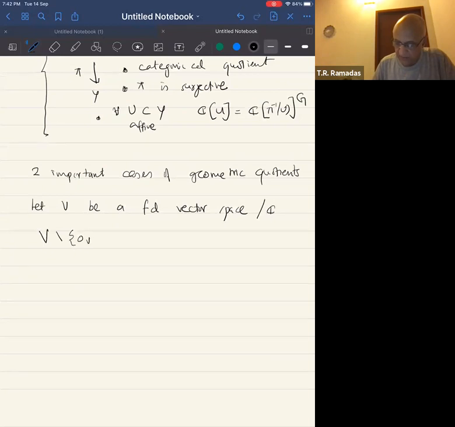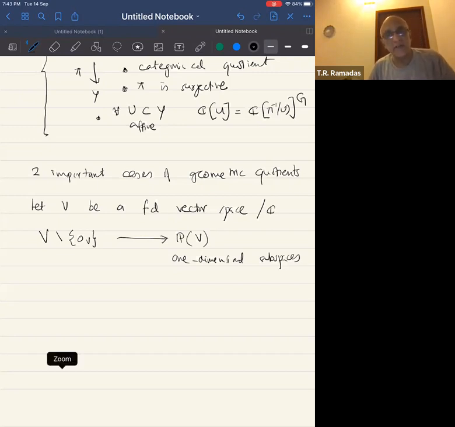Remove the origin of V. Then every non-zero vector defines a unique line, a one-dimensional subspace. So if I look at this set of one-dimensional subspaces, there is a map that associates to every non-zero vector the one-dimensional vector space spanned by it. And this is the well-known projective space associated to a vector space, the set of one-dimensional vector subspaces.